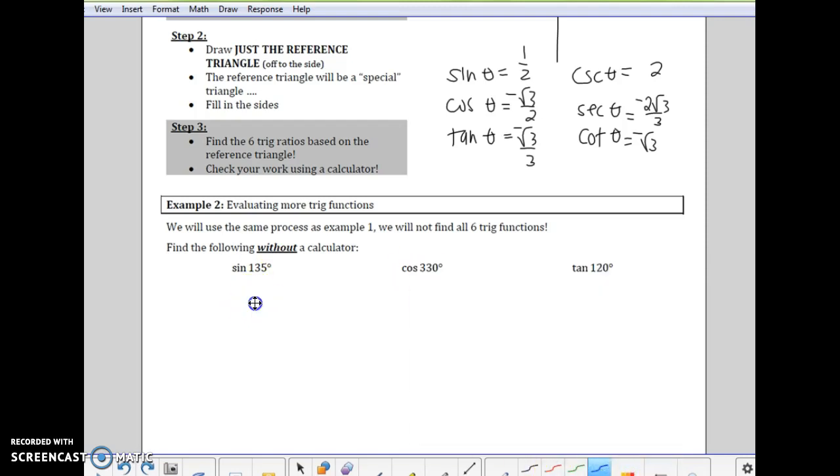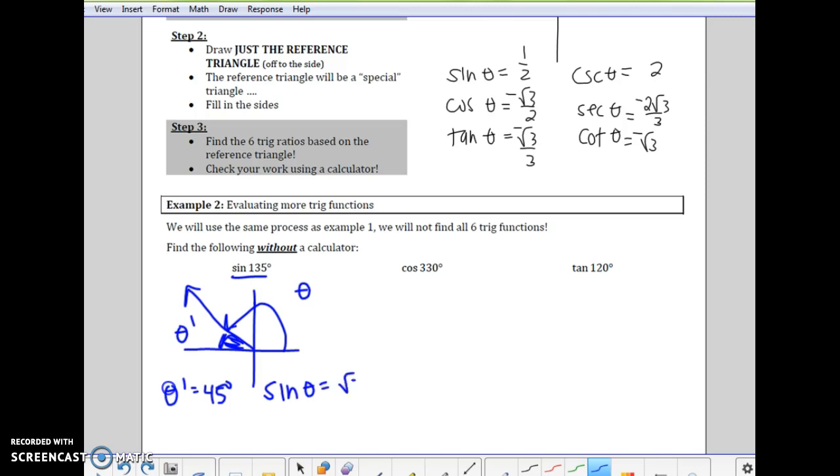The last example, and this should be easy breezy because you're not doing all 6, thank goodness, finally. We're going to do this without a calculator. The only one I'm worried about is sine of 135. So go ahead and get 135 out there. This is your actual angle. We use our reference angle to use those trig values. So my reference angle is 45 degrees. So we're doing sine of 45 degrees, which is radical 2 over 2. All students, sine is the only positive one. There we are.